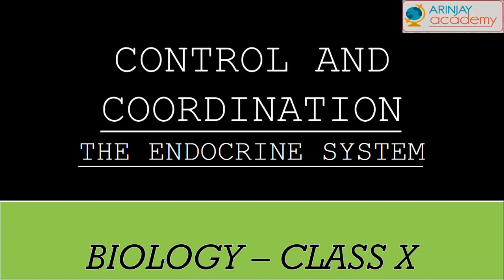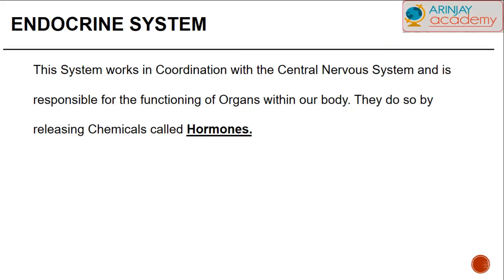Hi there once again. We move on now further to another system called the endocrine system. This endocrine system is basically responsible for the functioning of organs within our body along with the central nervous system. And it does so by releasing chemical substances called hormones, which are basically messengers or chemicals that help an organ or a specific gland to function.